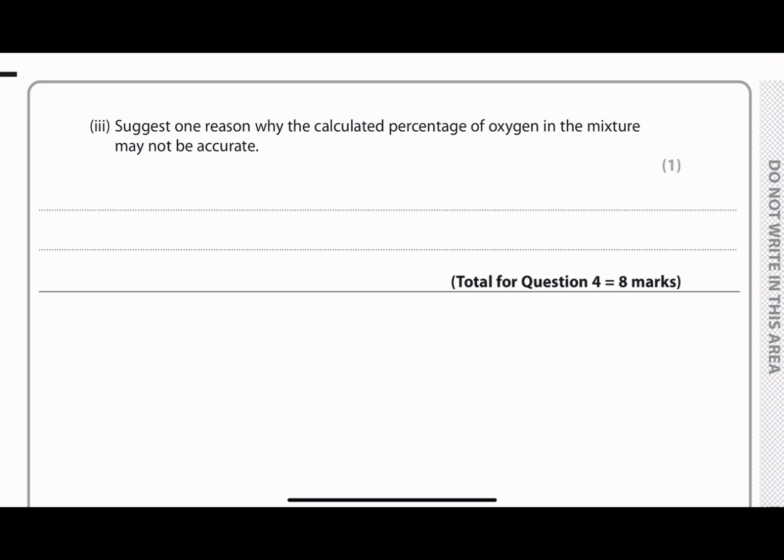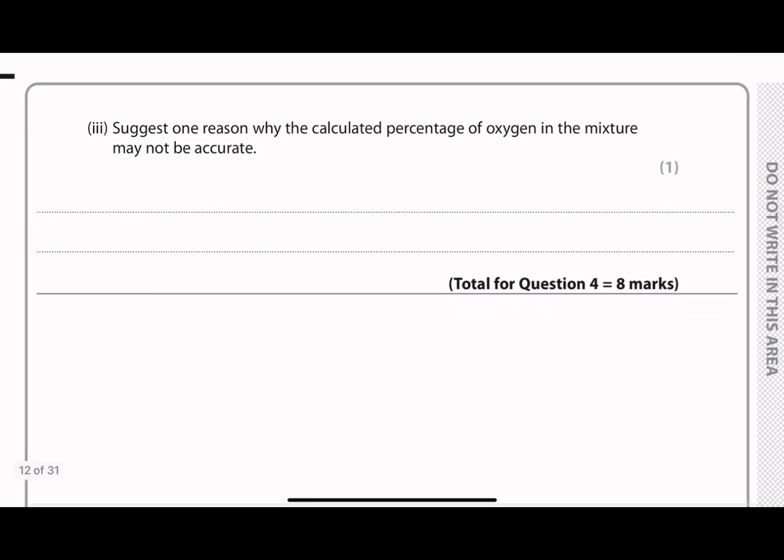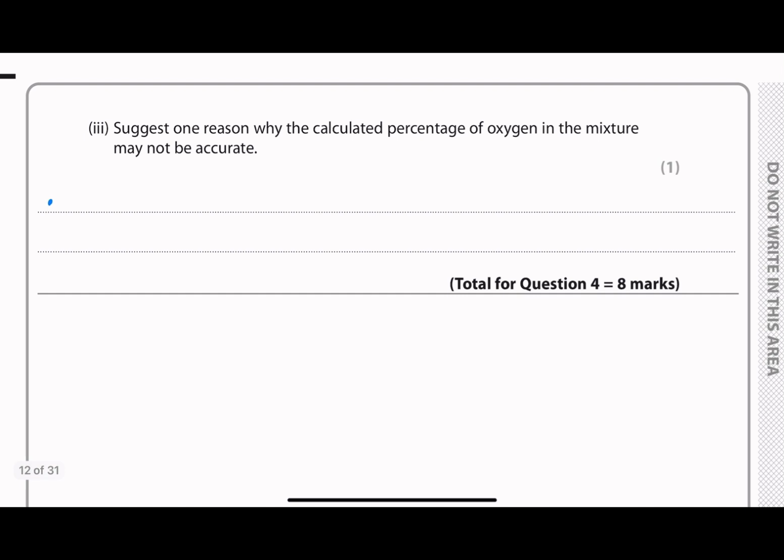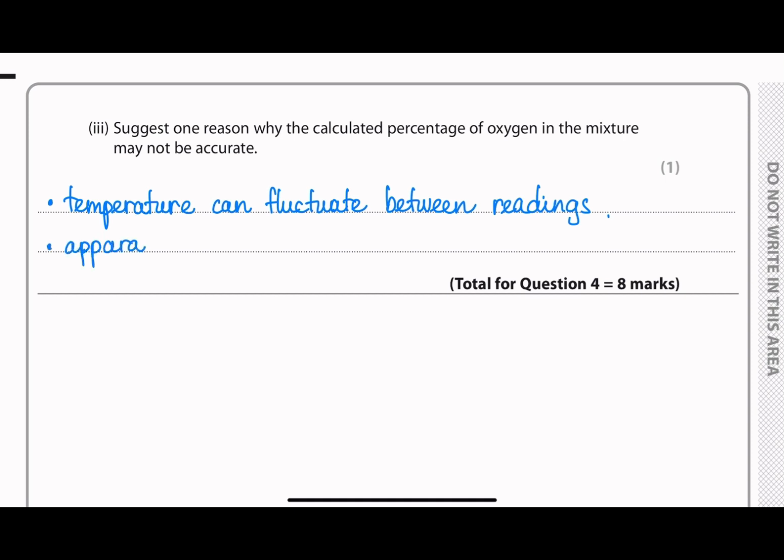Okay, last question for question 4. Suggest one reason why the calculated percentage of oxygen in the mixture may not be accurate. So the calculated percentage of oxygen might not be accurate because the volume of oxygen measured is not accurate. The volume of gas is usually affected by temperature and pressure. So the first reason could be that the temperature fluctuated between the readings, so the volume of the oxygen might also fluctuate a little bit.